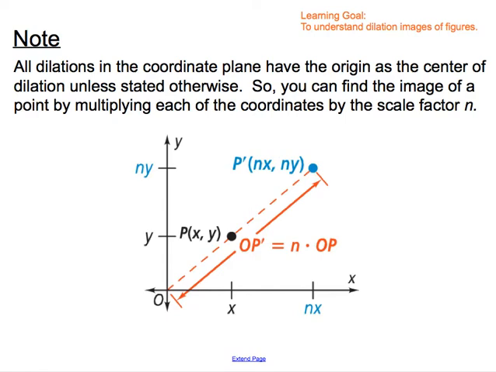Just as a note, all dilations in the coordinate plane have the origin as the center, unless stated otherwise. So you can find the image of a point by multiplying each of the coordinates by the scale factor n. Here you can see the original point P is at (x, y), and the new point P prime is at (n times x, n times y).